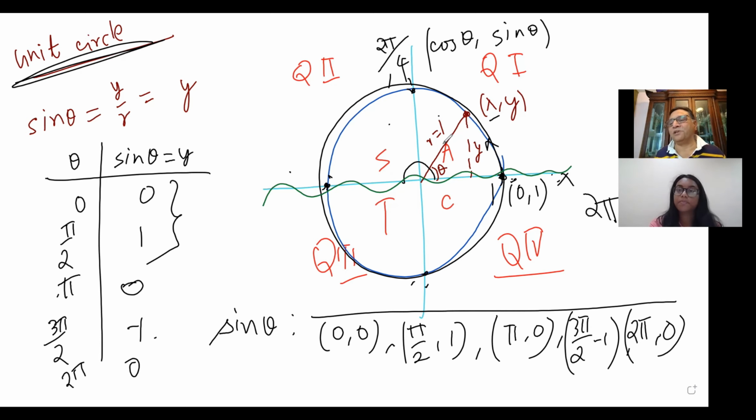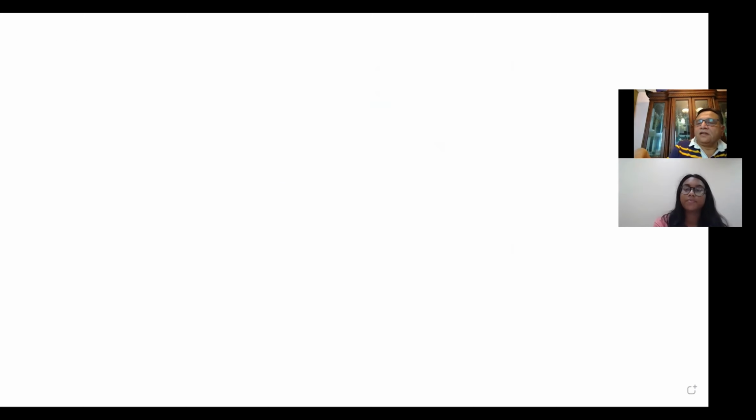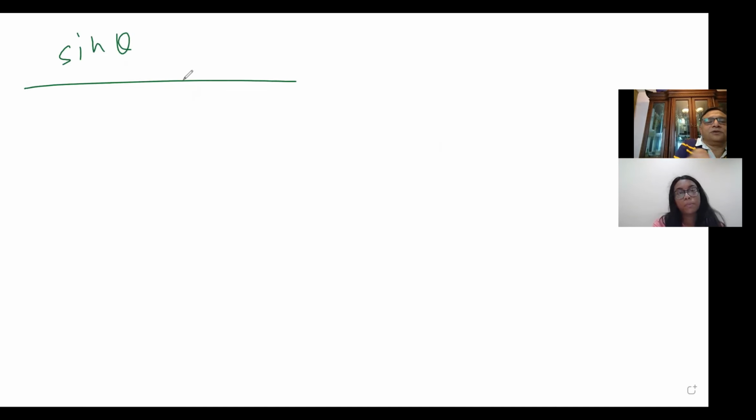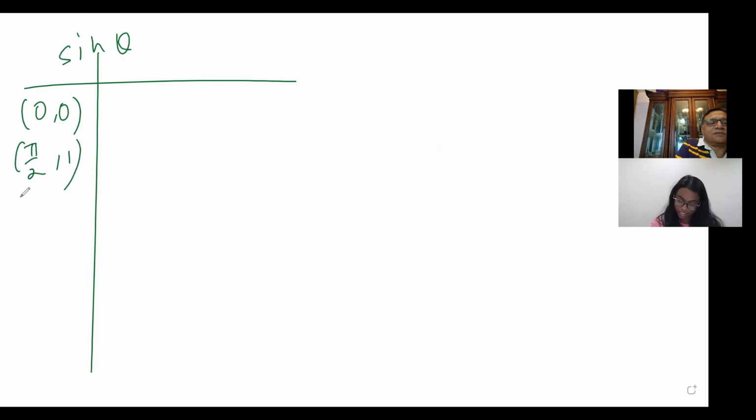Is this concept clear to you? Very good. So we'll clear the screen. And now we have understood one thing, that for sine theta, the key values are, can you tell me? 0, 0, pi over 2, 1, pi, 0, 3 pi over 2, and -1, and then 2 pi and 0.